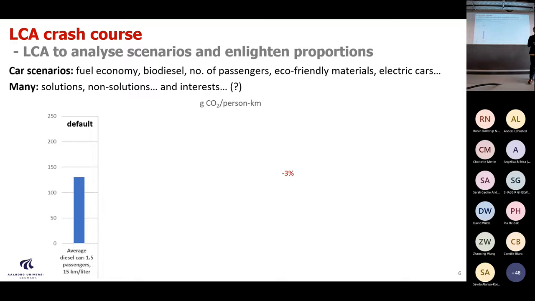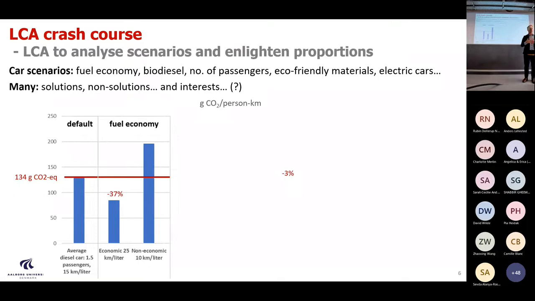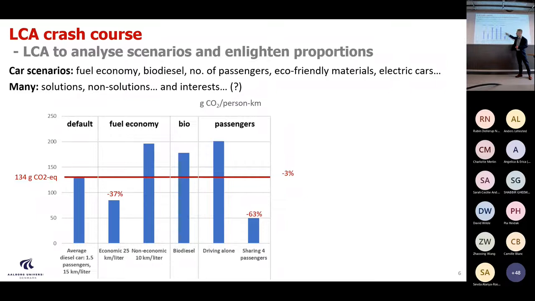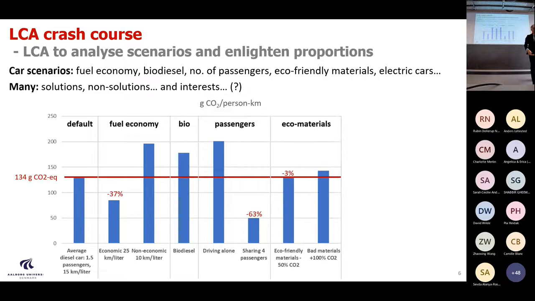So here we have the starting point. That was the average. It's a diesel car, this one here. I have assumed 1.5 passengers per car as an average. And it runs 15 kilometers per liter. And that was our standard result. Then we can try to do something with the fuel economy. So if we drive a bit longer per liter, we can reduce by a little fuel percentage. We can also try to use biofuel. Oops, then the results tended to increase here. That was maybe not a good idea. We can try to have fewer passengers. That was not a good idea. Many passengers in one car. That was a good idea. We can try to make the car out of eco materials.